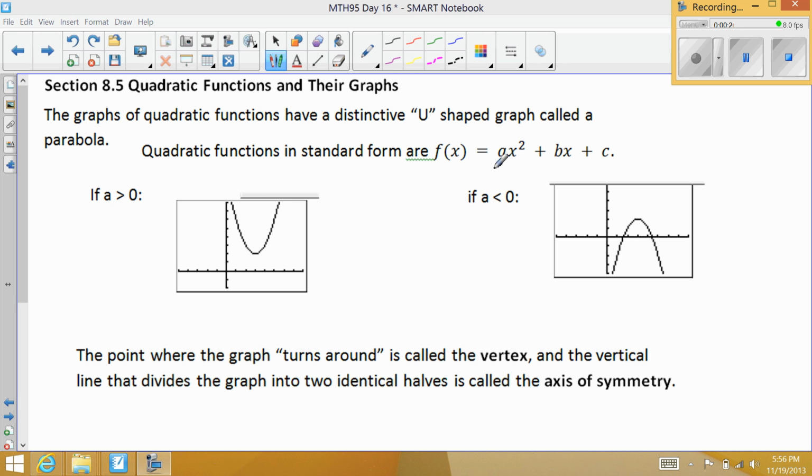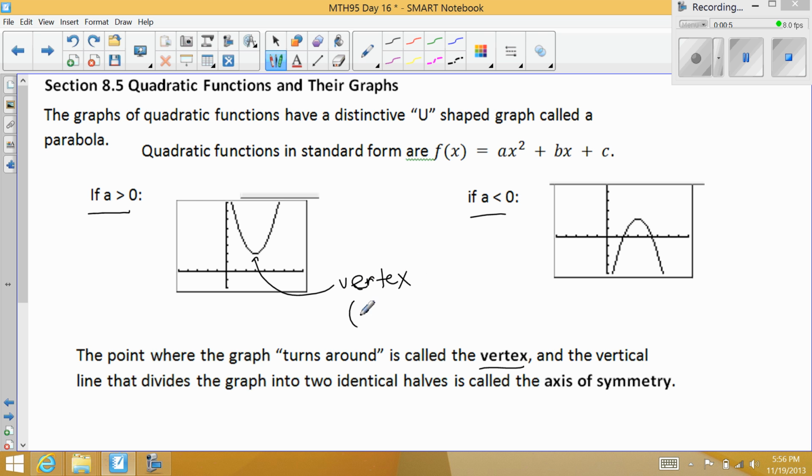If the leading coefficient, the value of a, is positive, we'll get a parabola that opens up in a smile. And if the leading coefficient, the a value, is negative, then we get one of the upside down parabolas in a frown. Some more vocabulary. The point where the graph turns around is called the vertex. So this point here would be the vertex of this parabola.